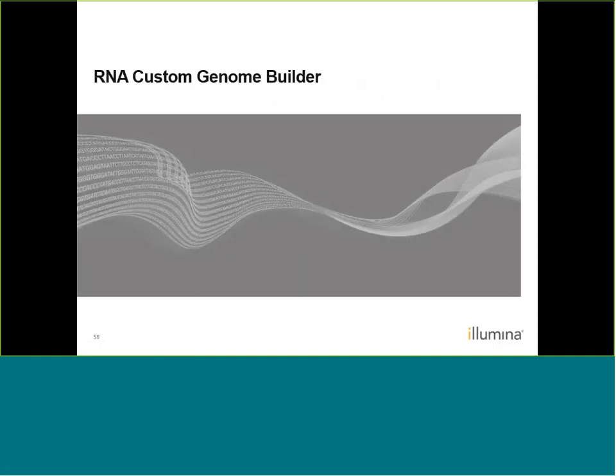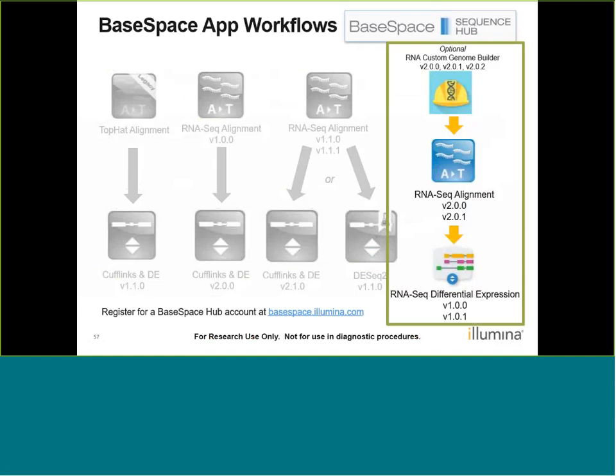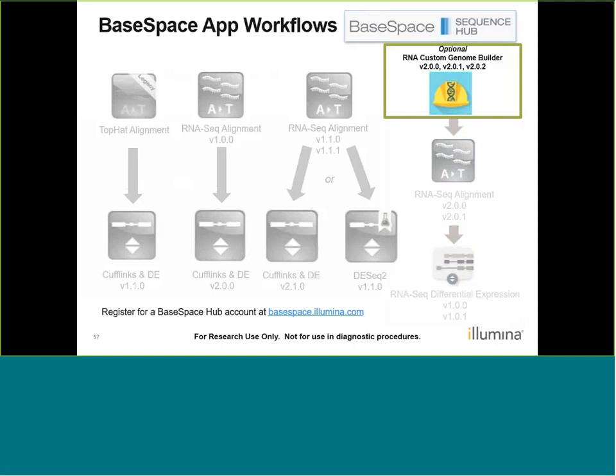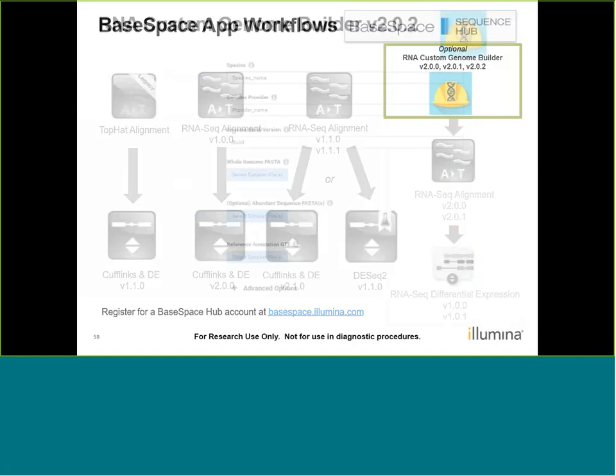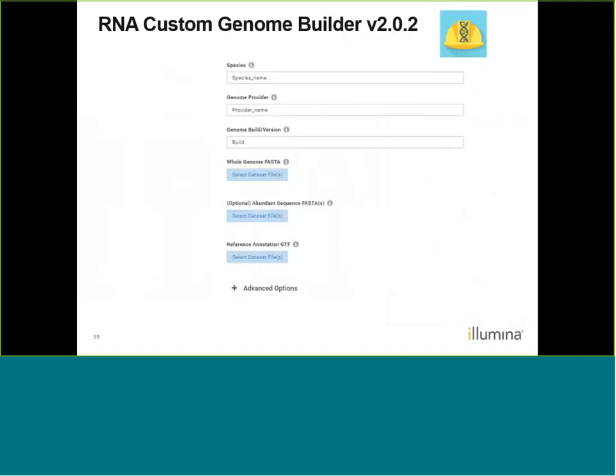Okay, so let's switch gears and briefly talk about the RNA Custom Genome Builder. One of the advantages, again, of this newer workflow is that you can do RNA-Seq expression analysis with a custom genome. So we're specifically looking now just at this app. When we launch the Genome Builder app, we're going to get a form like we have seen before. These first three fields are going to be free text fields for you to enter your species name, your provider, and your build.